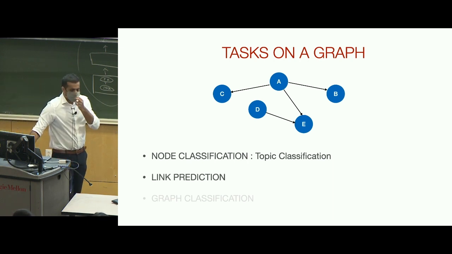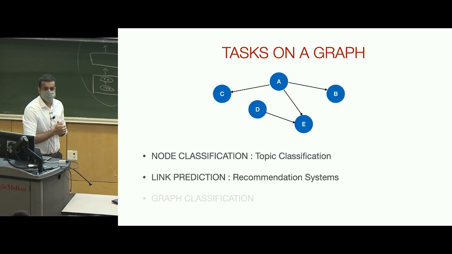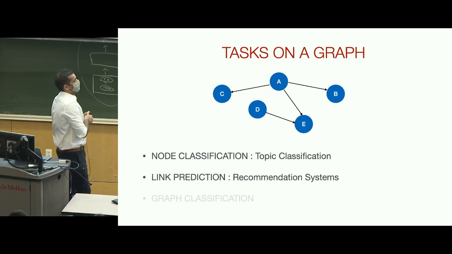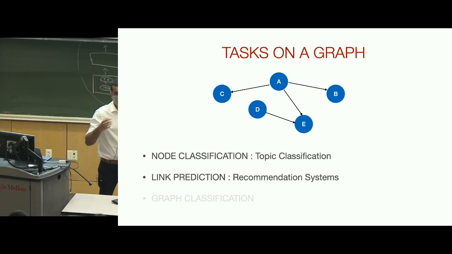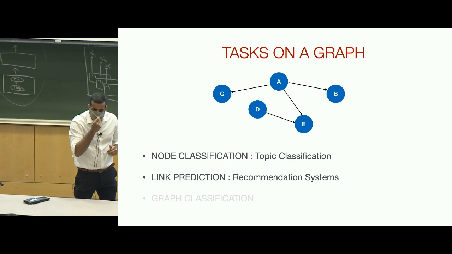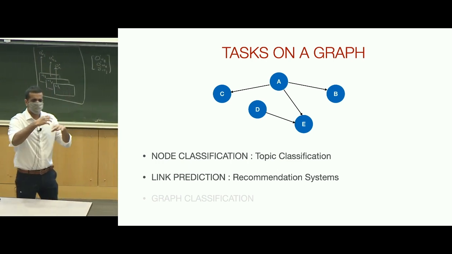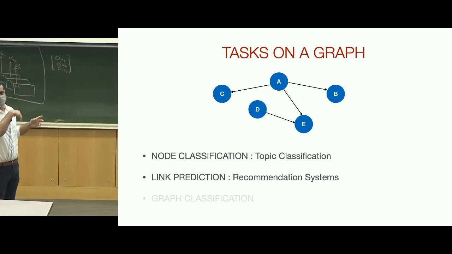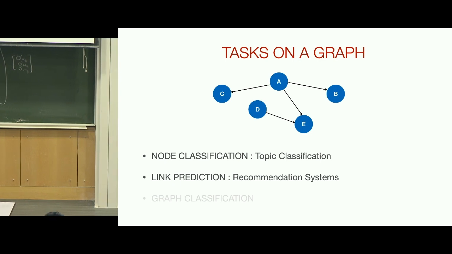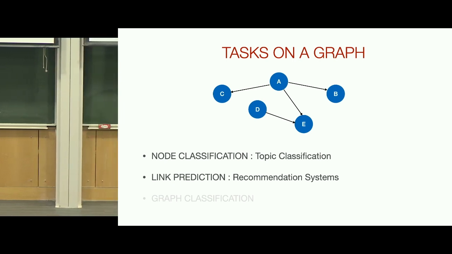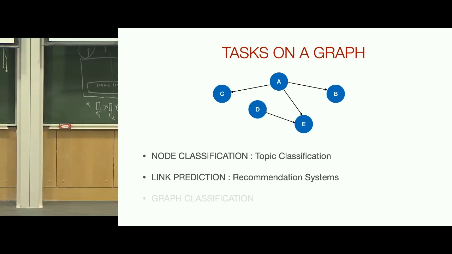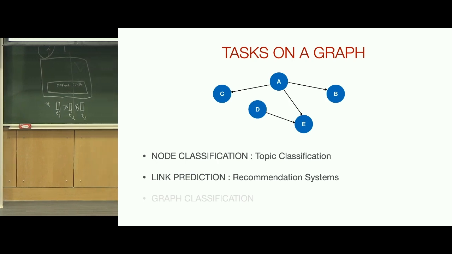Then something like link prediction, which is used in recommendation systems. So Netflix uses this, models users and movies, for example, as graphs, and then based on the previous history of a user and other users, tries to predict a relationship or an edge between a user and a new movie and uses it for recommendation.